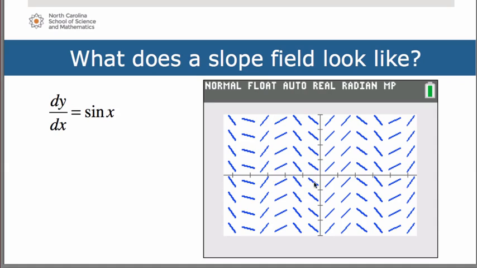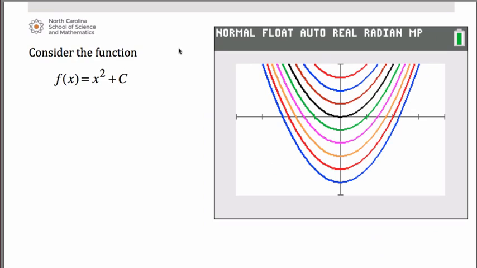Notice that for any given x value, see how as you go vertically along that x value, the slope cuts are all parallel to each other? That's because this differential equation is only dependent upon the x value, not the y. So for any given x value, every place along that vertical x value, those slopes are all going to be the same.